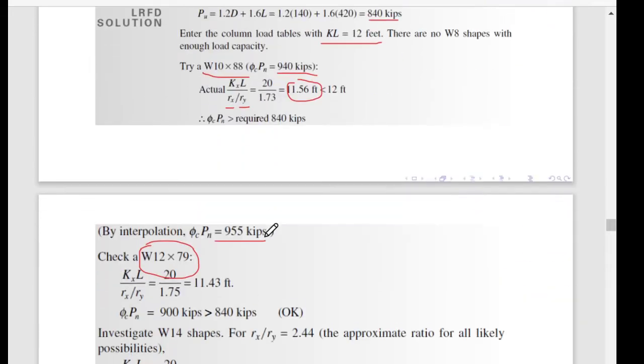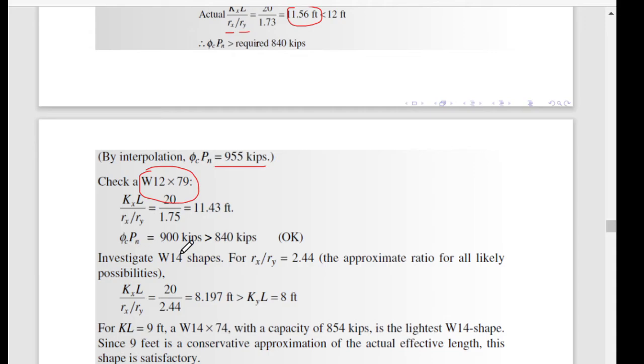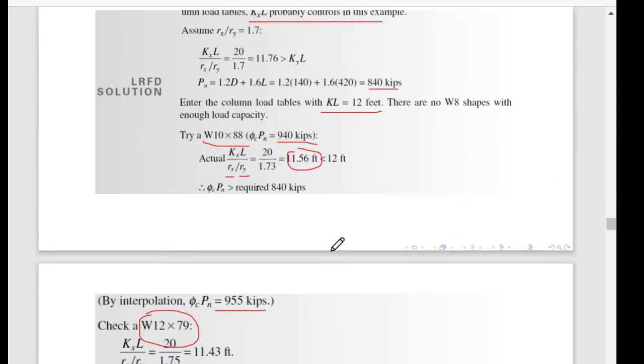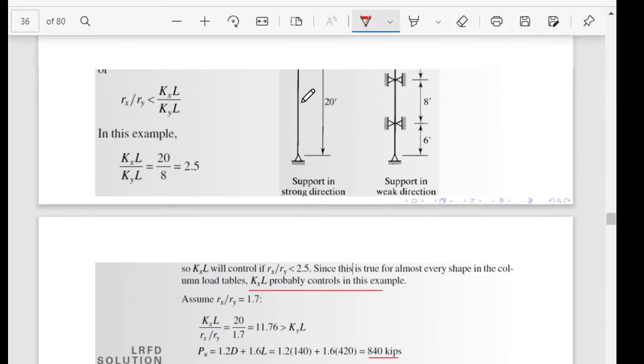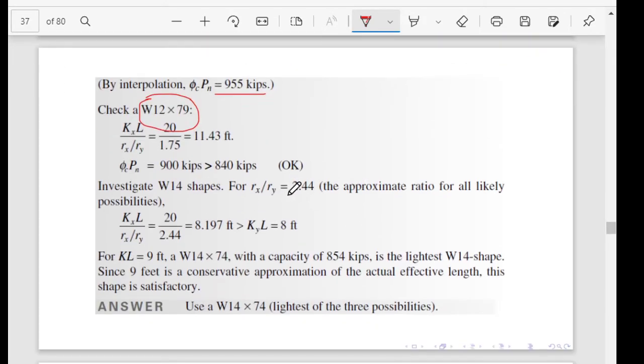So we'll assume a number slightly less than 2.5, since this W14 is the last shape that we're going to investigate. So we'll set a value of Rx over Ry equal to 2.44, which is slightly lesser than 2.5, for the strong axis, the strong direction, to govern the KXL. So we use the 2.44, the approximate ratio for all likely possibilities, for this KX to govern.